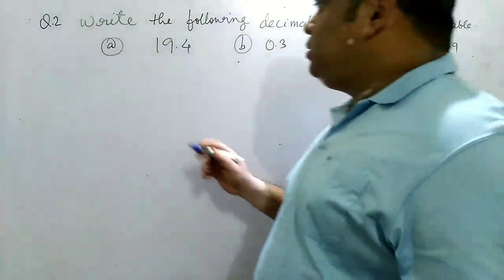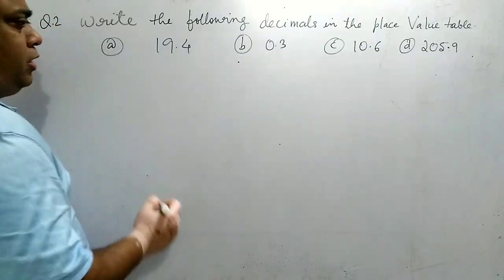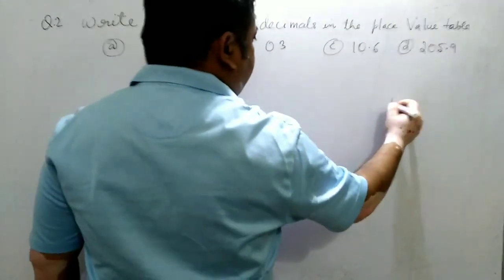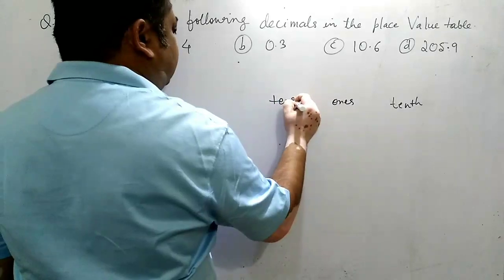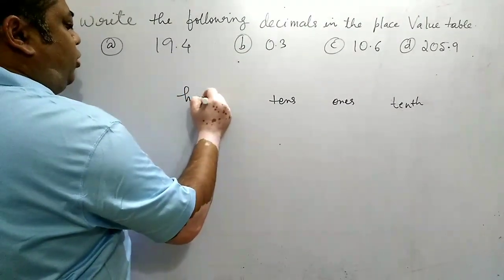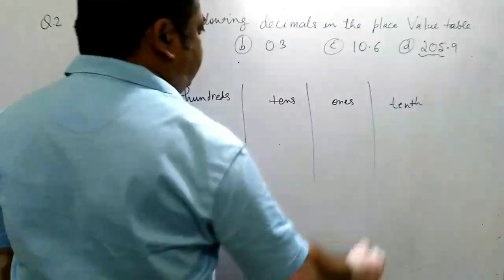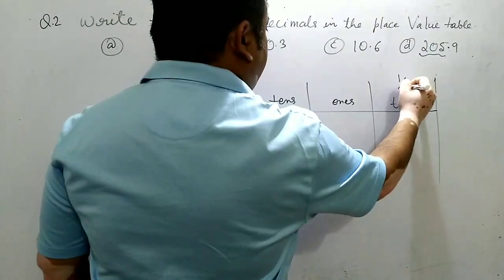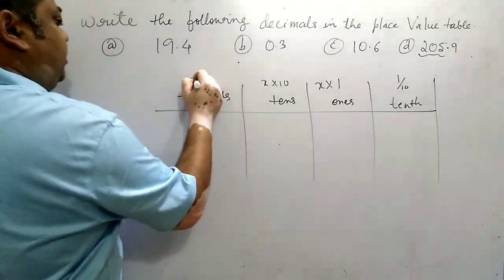Now the second question is, we have to write these numbers in the place value chart. So in the place value chart we have seen that in the decimals place only tenths is there. So we will write tenths, then after that comes ones, then comes tens, then comes hundreds, and not more than that is required, because the highest number is in hundreds only, 205. Tenth means 1 by 10 part. This is multiple of 1 part. This is multiple of 10 part. This is multiple of 100 part.